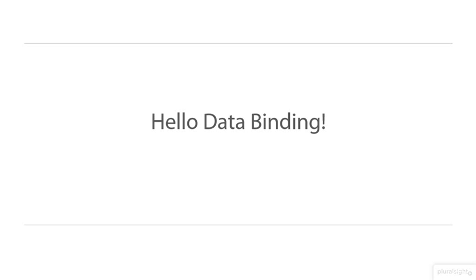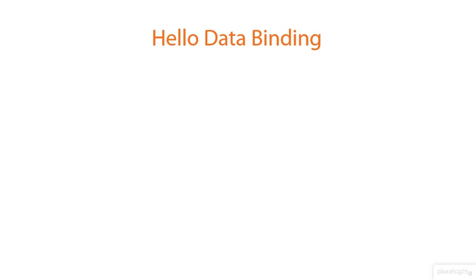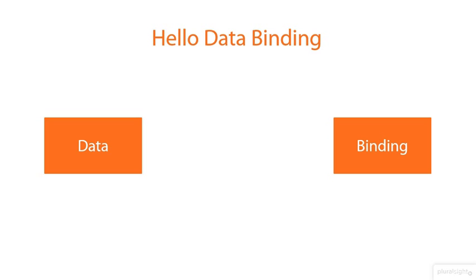Before we take a look at writing data bindings ourselves in our code, it's vital that you are clear on what exactly data binding is. So in other words, let's say hello data binding. If you look at the word, or should I say words, data binding, we can easily figure out the two main building blocks, data and binding.